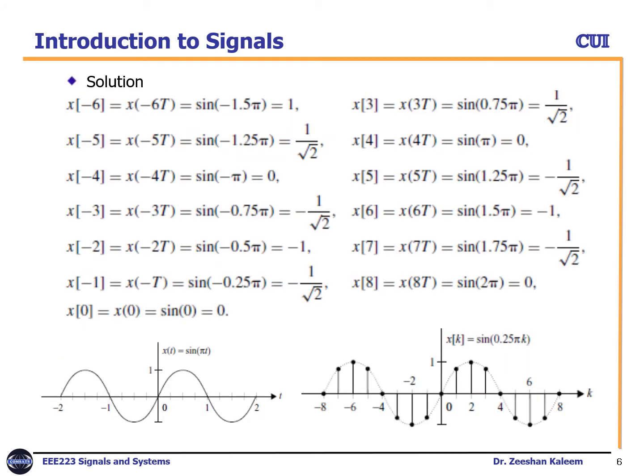So these values are taken, for example, from -6 to -1, then 0, and then 3, 4, 5, 6, 7, 8. So this was a continuous time signal given to us, and we need to convert it into a discrete time signal, which looks like this. This was an example to show how we can discretize a continuous time signal into a digital or discrete time signal.